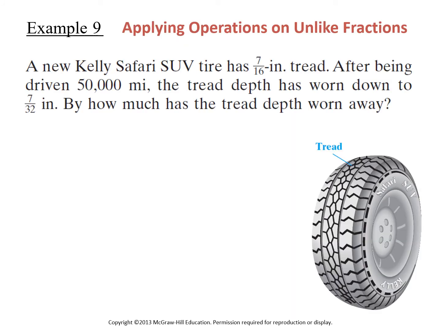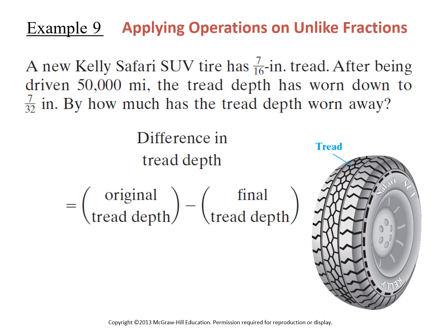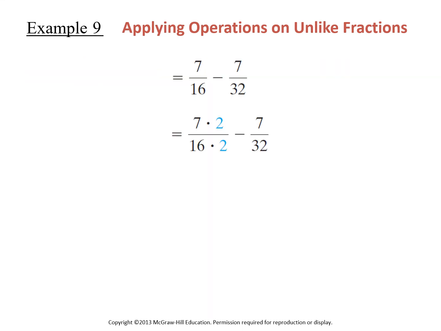So a new Kelly Safari SUV tire has a 7/16 inch tread. After being driven 50,000 miles, the tread depth has worn down to 7/32. By how much has it worn away? So we're going to be subtracting 7/16 minus 7/32 to find the difference in the tread depth. So I take the original depth minus the final depth and do this subtraction.